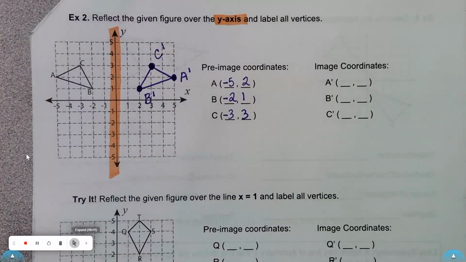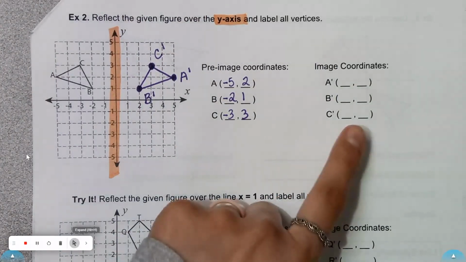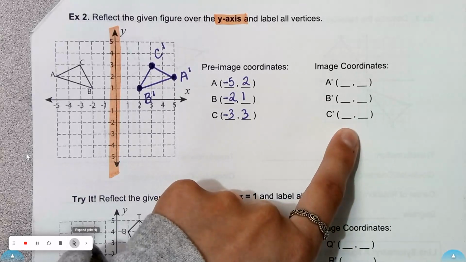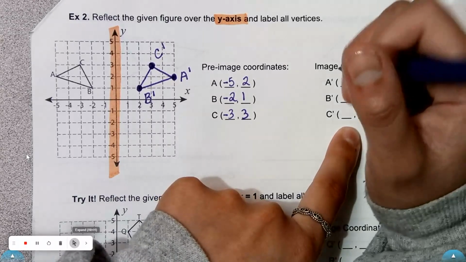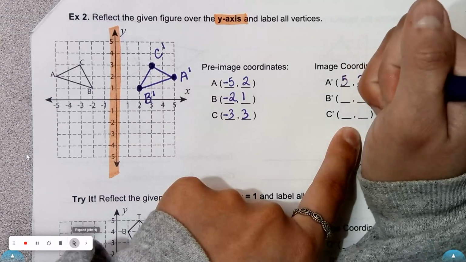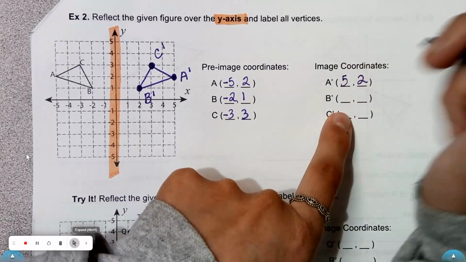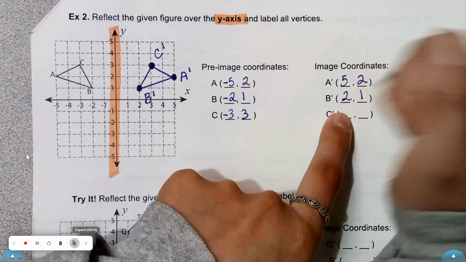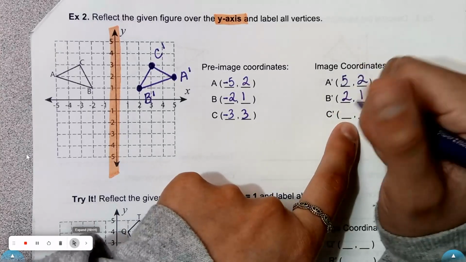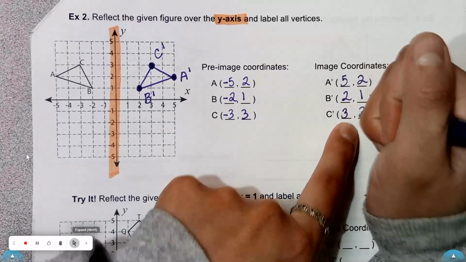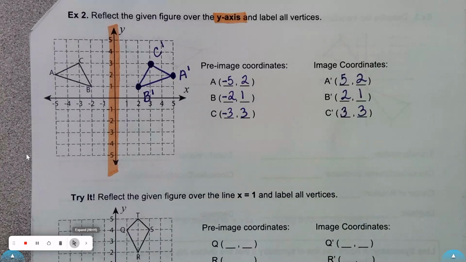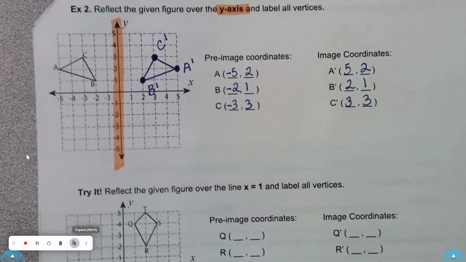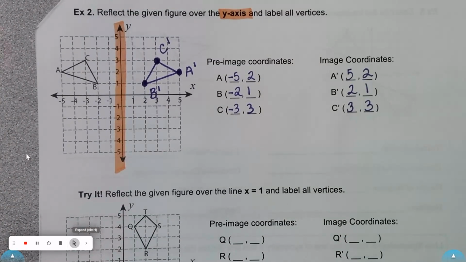I'm going to write those new coordinates over here on the right. So my A prime is going to be 5, 2. My B prime is going to be 2, 1. And my C prime is going to be 3, 3. So all I did was count how far away I was from my line of reflection and then count in the opposite direction to create my new image.